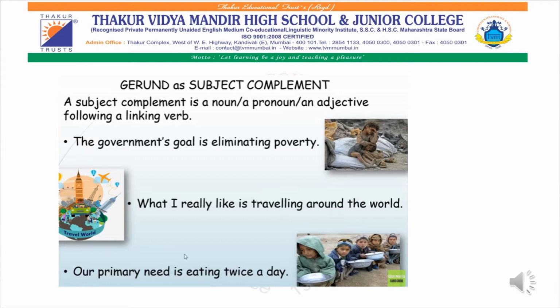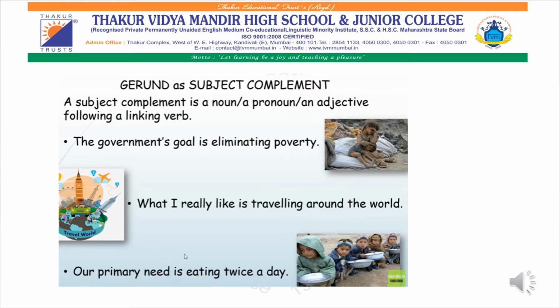It is linking that there is something about the government having a goal. What goal is the government having? The goal is eliminating poverty. So we see that when a sentence is linked with a linking verb, the word that follows is a gerund. We shall move to the next example. What I really like is traveling around the world.